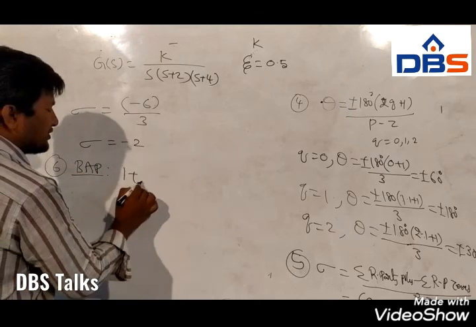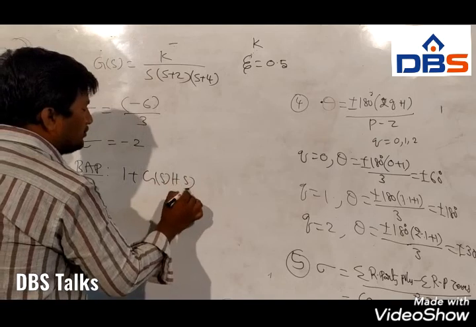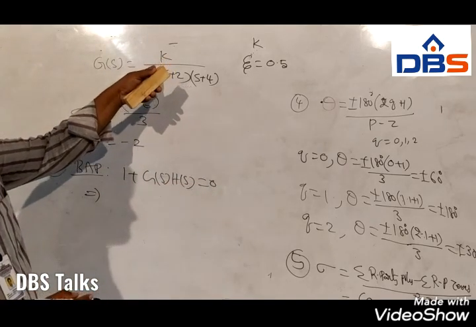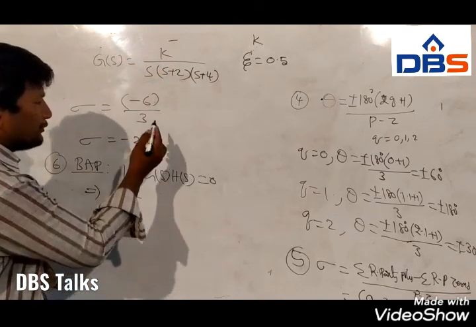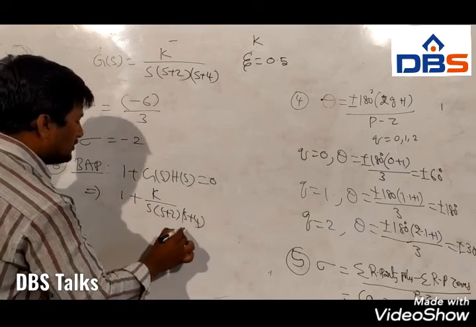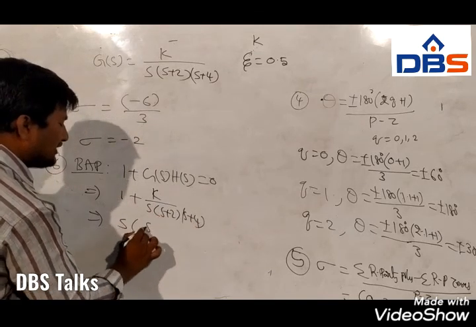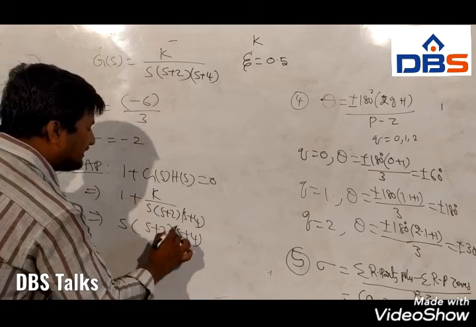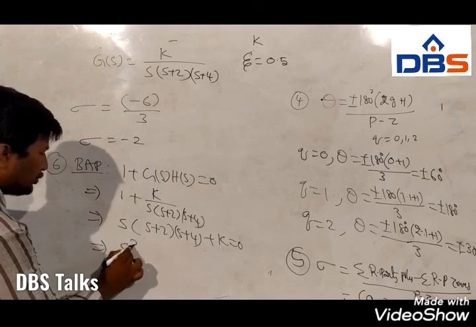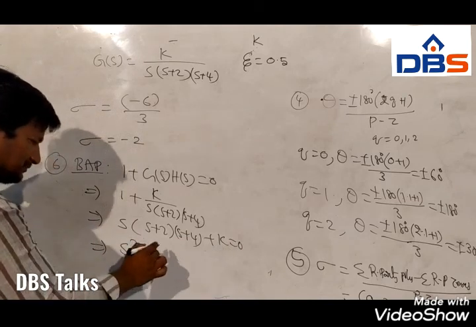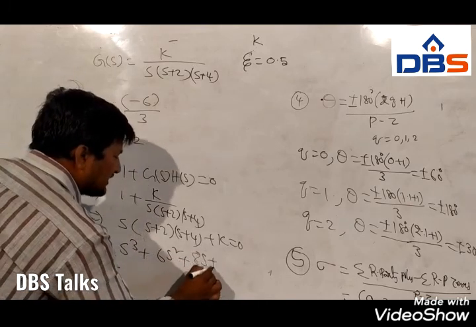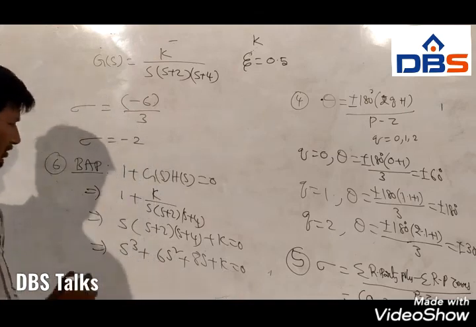Now coming to the next one, breakaway point. Take the characteristic equation 1 plus G(s)H(s) equal to 0. Given open loop transfer function, for a unity feedback, 1 plus K by s into s plus 2 into s plus 4. That implies s into s plus 2 into s plus 4 plus K equal to 0. So that is equal to s cube plus 6s square plus 8s plus K equal to 0.